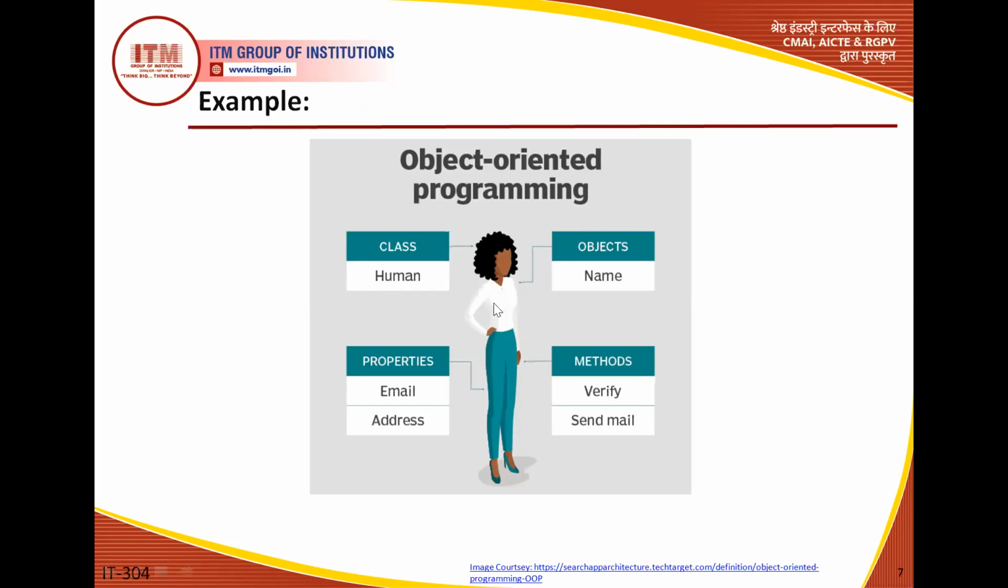So this object belongs to the class human. And the properties may be email or address, like I have just explained. Your properties may be your habits or your time schedule, likewise. And these are the methods like verify or send mail. So everything is revolving around this object. Everything is discussed after making yourself the focus. Fine. Now let us move further.